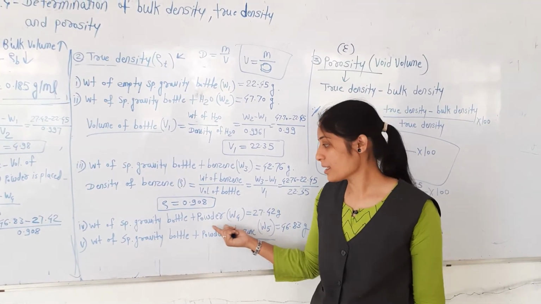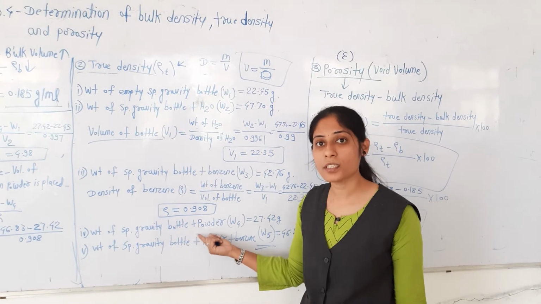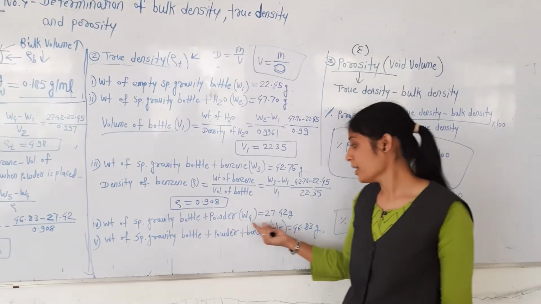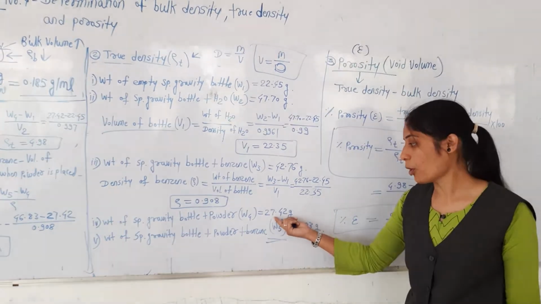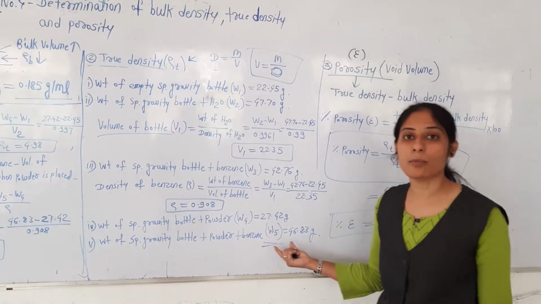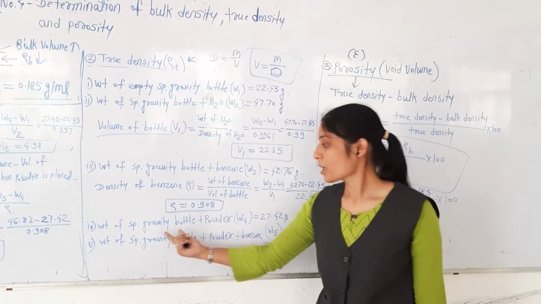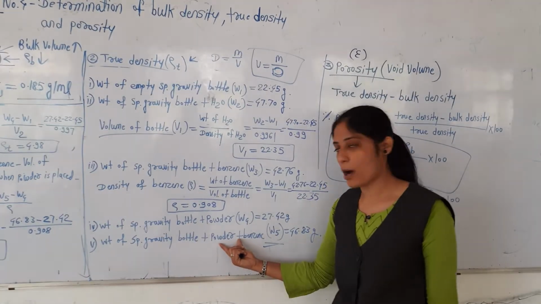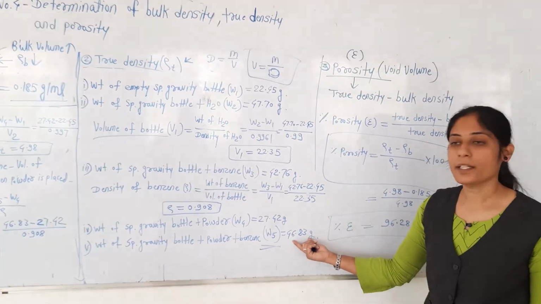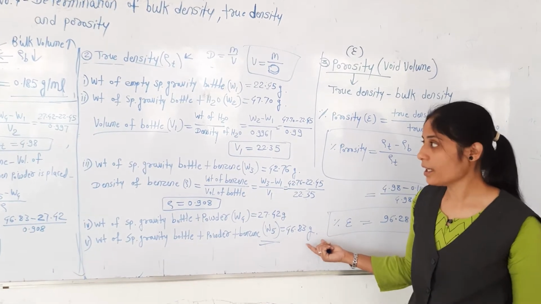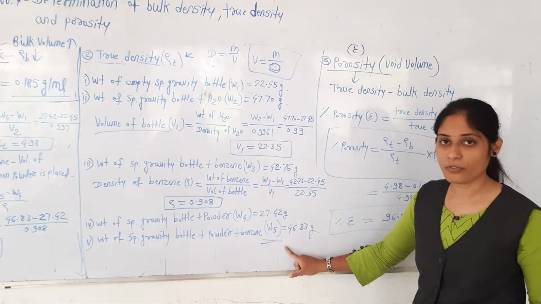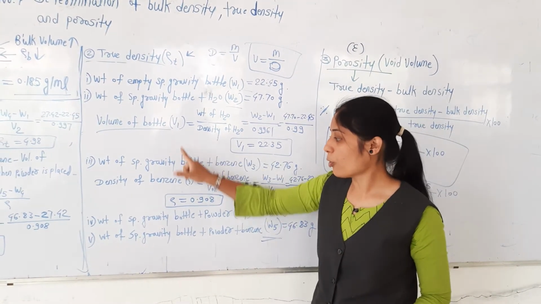After that we can determine the W4. W4 means here the specific gravity bottle weight with powder sample. Here we can take 5 gram of powder sample. Then their weight is 27.42 gram. Then lastly we have to determine the W5. W5 is the weight of specific gravity bottle with powder sample with benzene, and their weight is 46.83 grams.